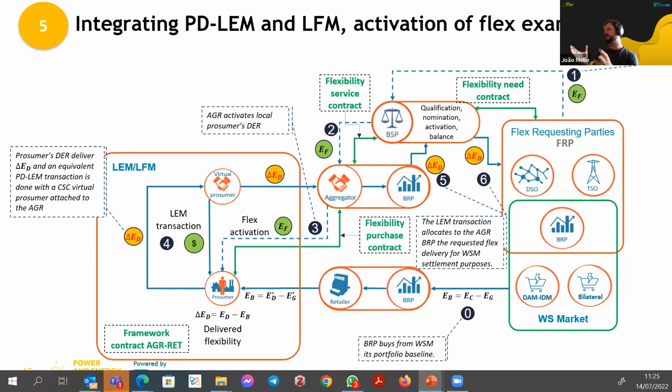So I hope I have convinced you that this is, of course, on the conceptual level, but it's an integrated proposal that makes a post-delivery local energy market with a local flexibility market, and also transfers the energy all the way to the wholesale level, to the parties that requested the flexibility, without impacting the retailer's position on the wholesale market.